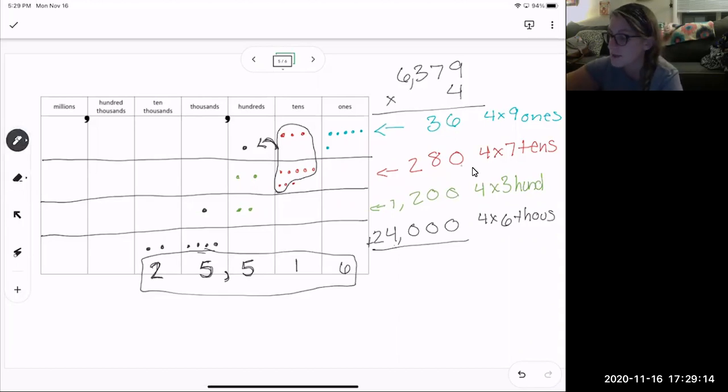I'm going to check in my partial products as well. So 6 plus 0 plus 0 plus 0 is 6. 3 plus 8 plus 0 plus 0 is 11. Regroup that 1 just like we did in our place value chart. 2 plus 2 plus 1 is 5. 4 plus 1 is 5. And then 2 plus nothing is 2. So again, we have 25,516 is our answer here.